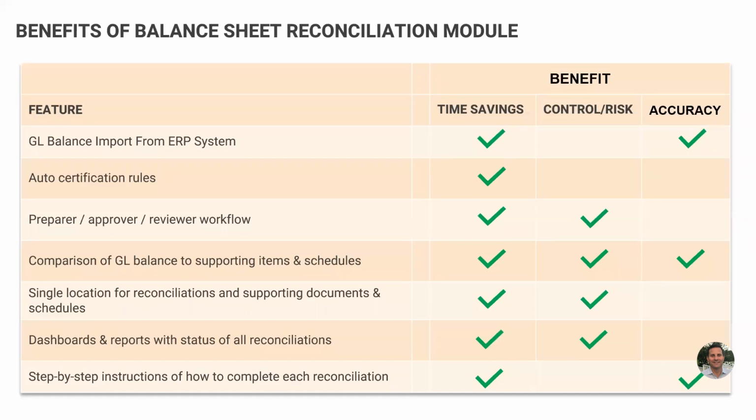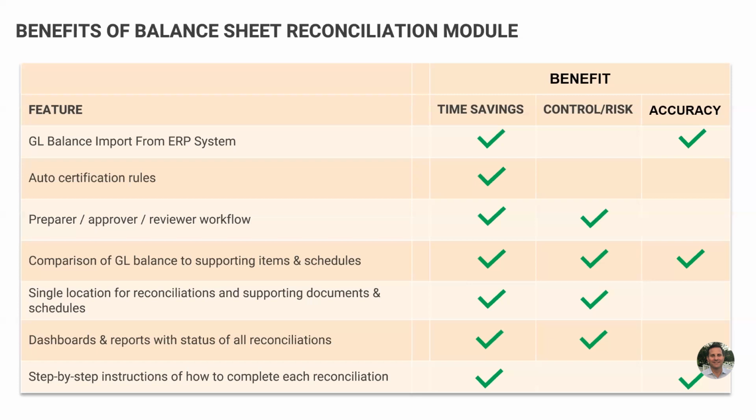So let's finish up the account rec module with reviewing its key benefits. The first is that GL balances are imported from your ERP system. So BlackLine does all that work for you, and your GL balances are always accurate. The auto certification rules are a huge time saver. The system is actually completing the recs for you.